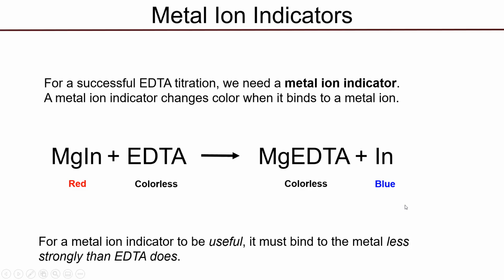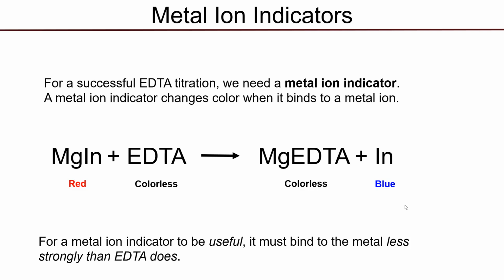For a metal indicator to be useful then, it has to bind to the metal less strongly than EDTA does. And most of the time, that's not a big deal. The formation constants and the conditional formation constants between EDTA and the metal ion are massive, and the formation constants between the indicator and the metal ion are usually small to fair in terms of the value of the number.